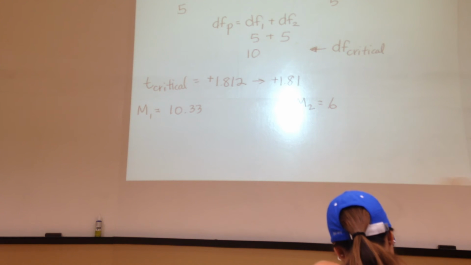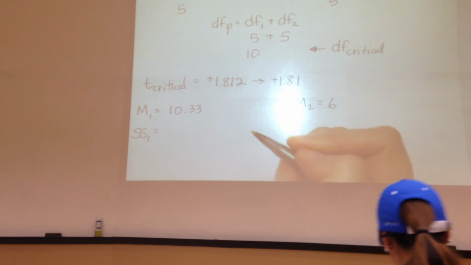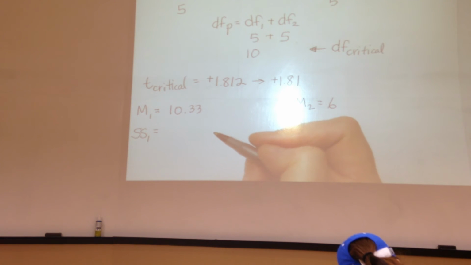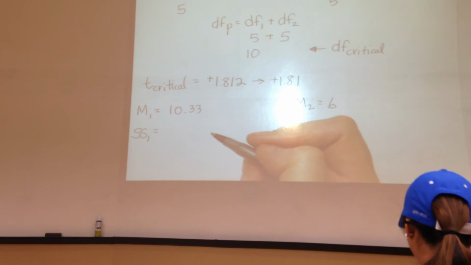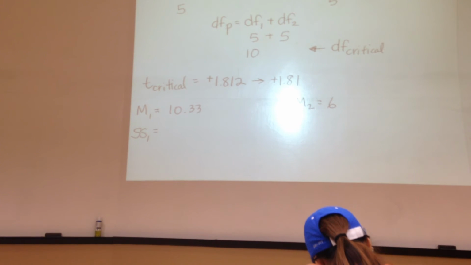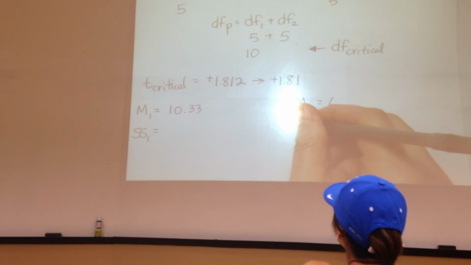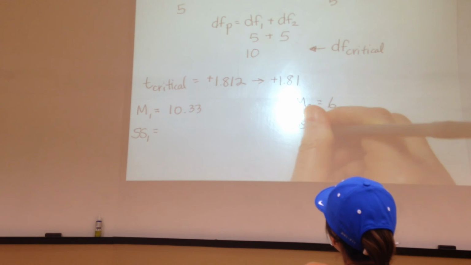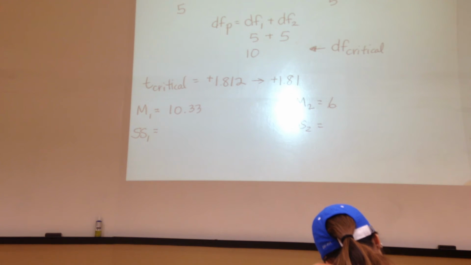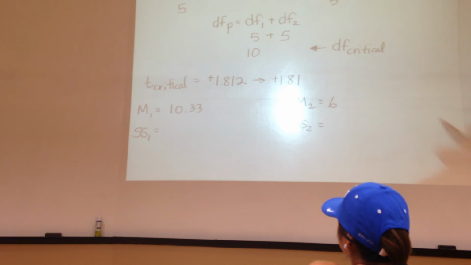Now it says we need the sum of squares for group 1. You guys all remember how to do sum of squares, right? Vaguely, kinda, sorta, not exactly. Okay, well, let's bring in sum of squares for group 1, sum of squares for group 2. Well, sounds like we need to do some more math. All right.